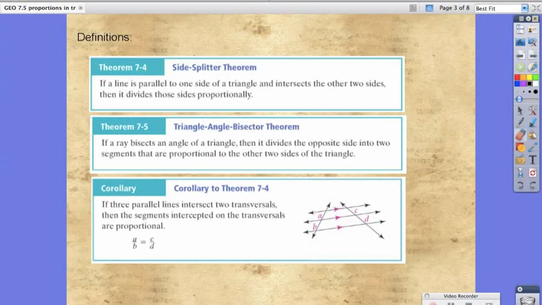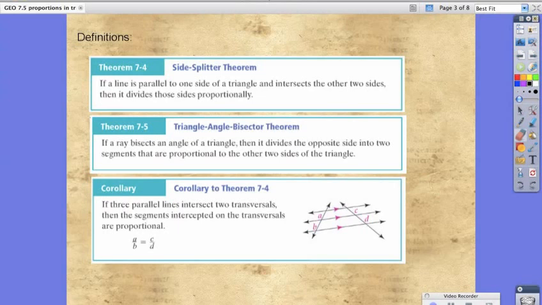Theorem 7.5 states that if a ray bisects an angle of a triangle, then it divides the opposite side into two segments that are proportional to the other two sides of the triangle. And lastly, corollary to Theorem 7.4. It says that if three parallel lines intersect two transversals, then the segments intercepted on the transversals are proportional.